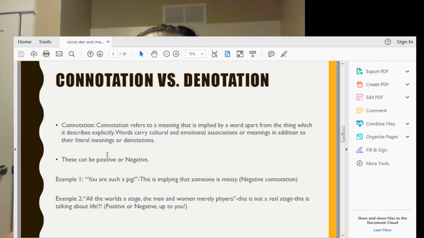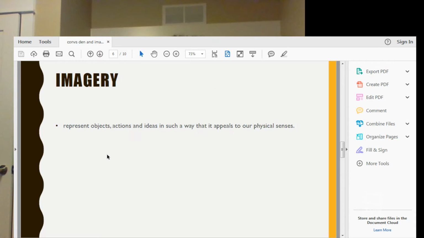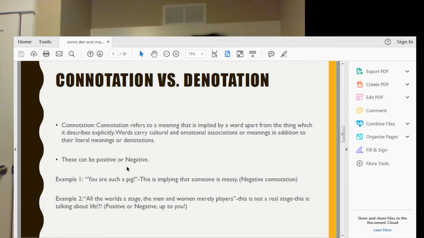Okay, next is connotation versus denotation. I know a lot of you've got it, but some of you don't quite get it and are kind of confused about connotation versus denotation, so I just wanted to break it down for you. Oh, and I forgot to put denotation in there, but we'll talk about that. Connotation refers to a meaning that is implied by a word apart from the thing which it describes explicitly. Words carry cultural and emotional associations or meanings in addition to their literal meanings or denotations.